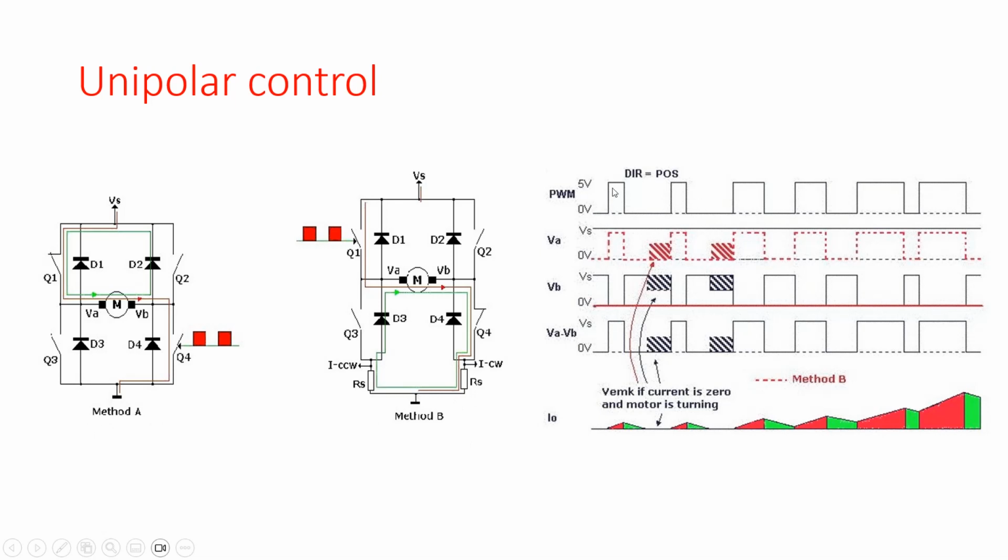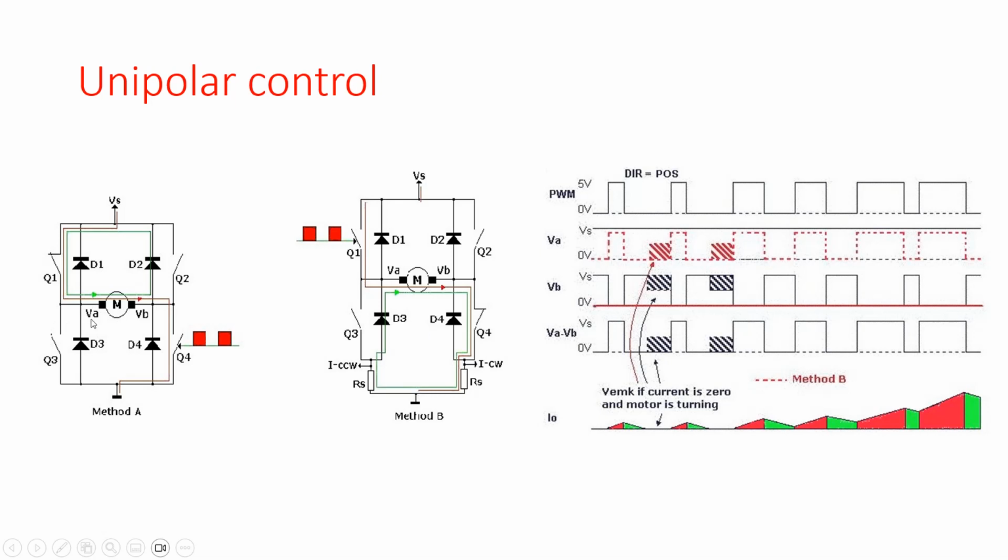So please look to the black curves over here. This is my PWM signal, which is connected to Q4 over here. And what we see is that when the PWM value is positive, then the voltage VB is equal to the voltage over here, which is 0 volt. So when the PWM value is positive, we see that VB is 0.